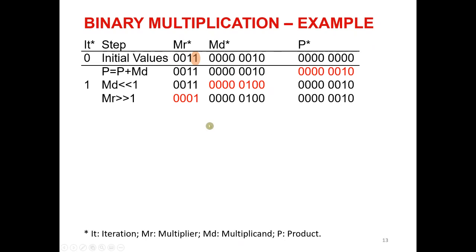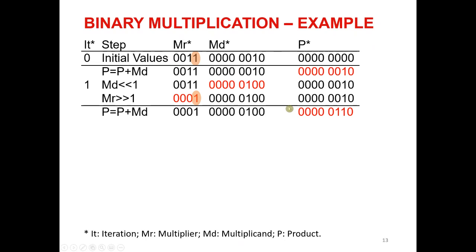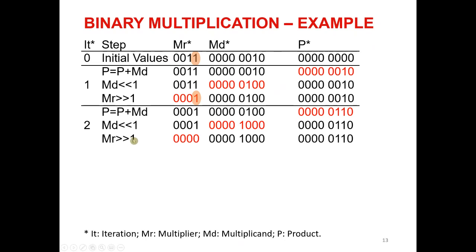So we check the first bit of the multiplier and we see, okay, it's 1. So what we do is adding the multiplicand to the product and place the result in the product, which is actually what we have done here. We have added this number to this number and placed it here in the product. Then again, we shift left the multiplicand, and then again we shift right the multiplier and repeat the same algorithm.